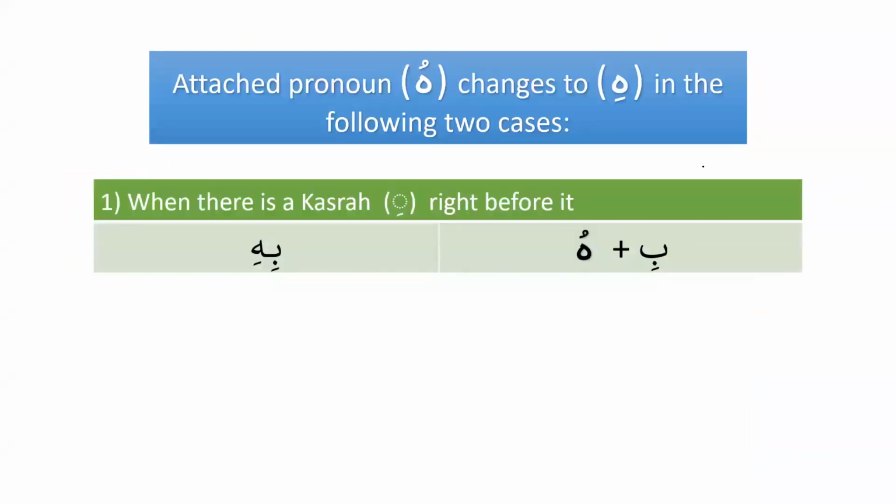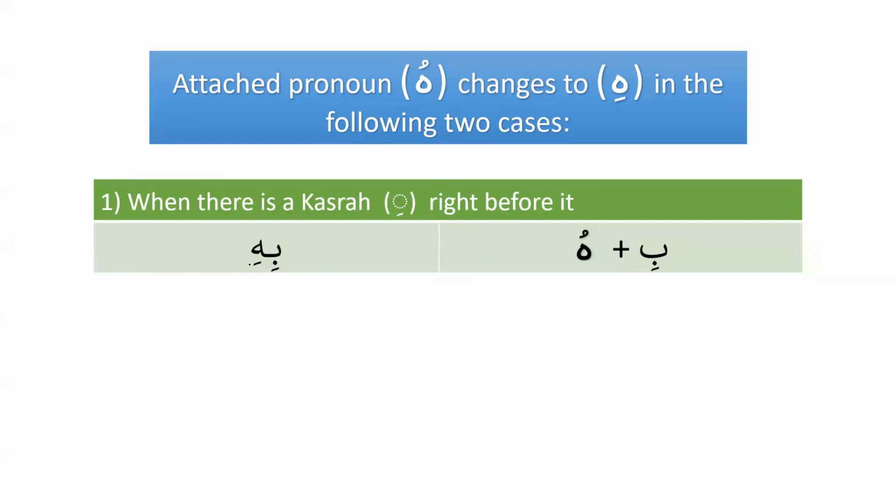Okay, now let's see what are the situations when who changes into he. So the attached pronoun who changes to he in the following two cases. Number one, when there is a kasra right before it, so it changes into he. For example, we have be, and after that we have who. And when we connect them together, then it becomes bihi.